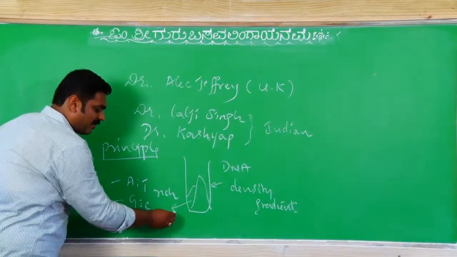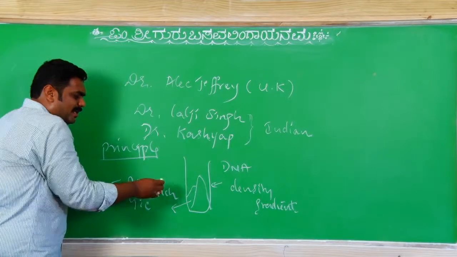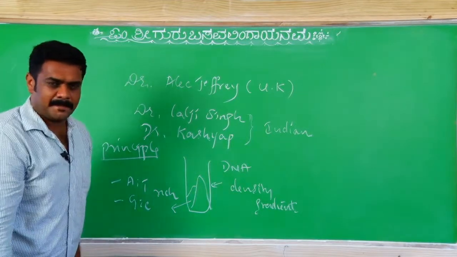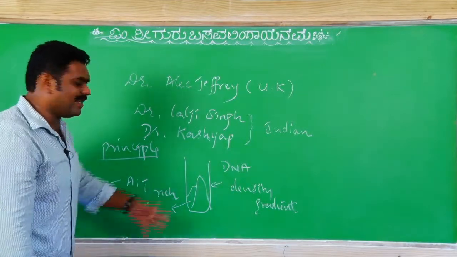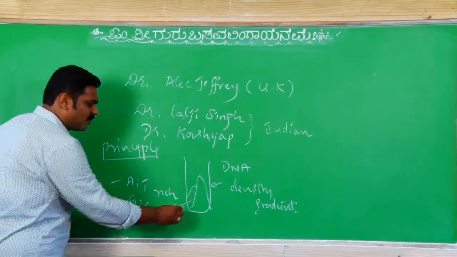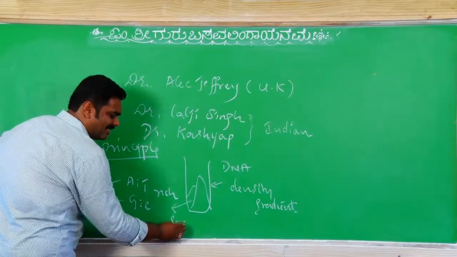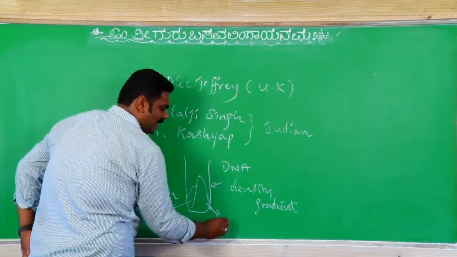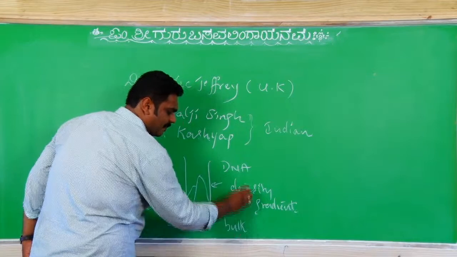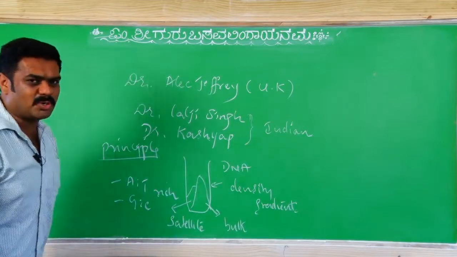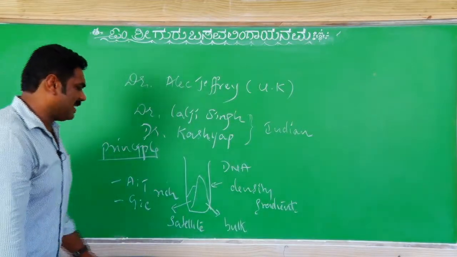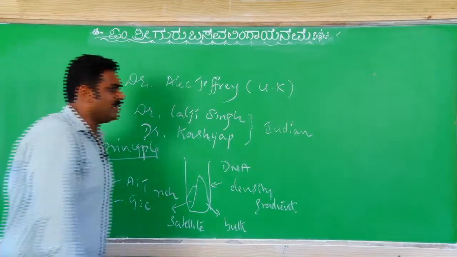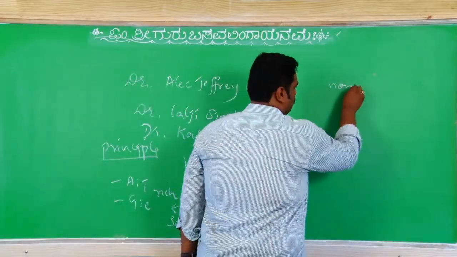The smaller peak is because it might have too much AT or too much GC, AT rich or GC rich. This smaller peak of DNA I call satellite DNA. The larger peak of DNA is called bulk DNA. Bulk DNA is known to code for proteins, but satellite DNA is non-coding.